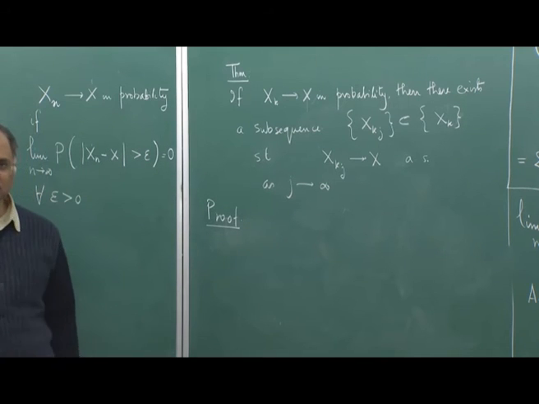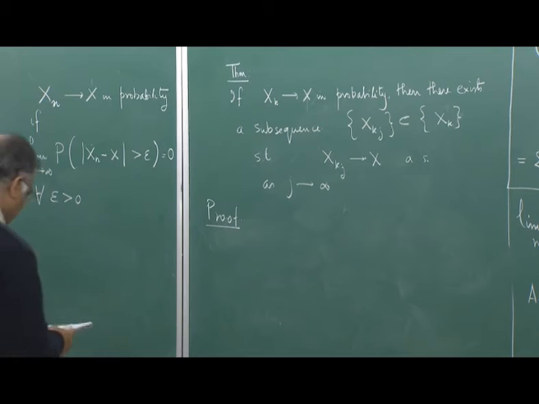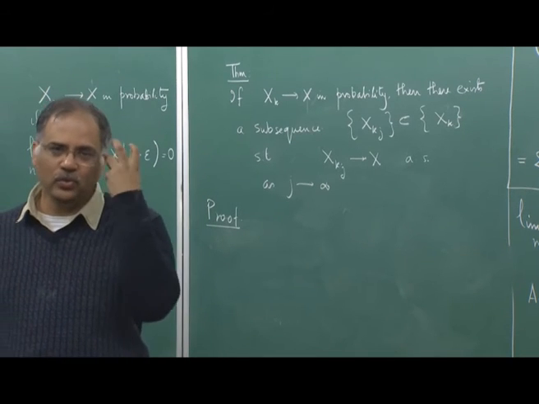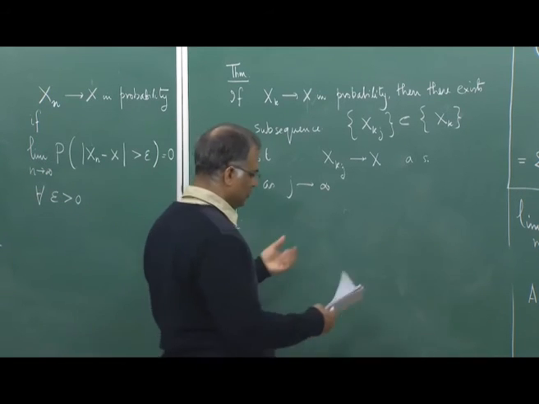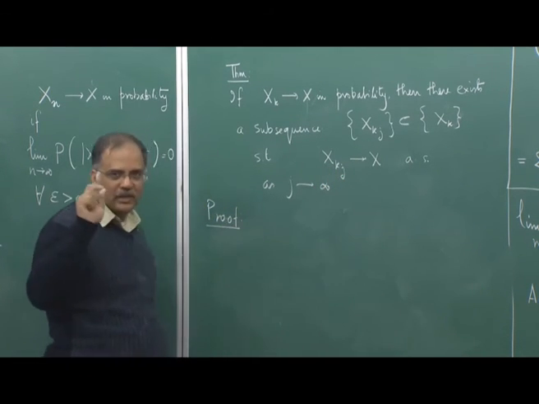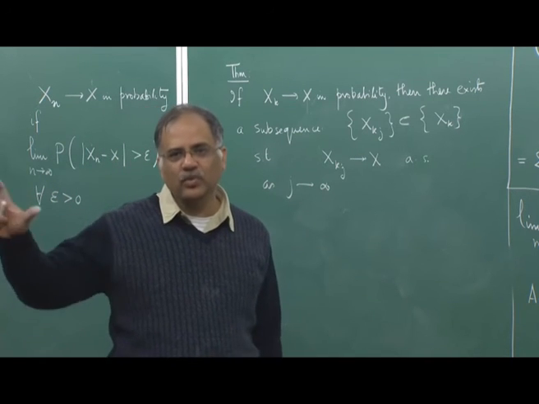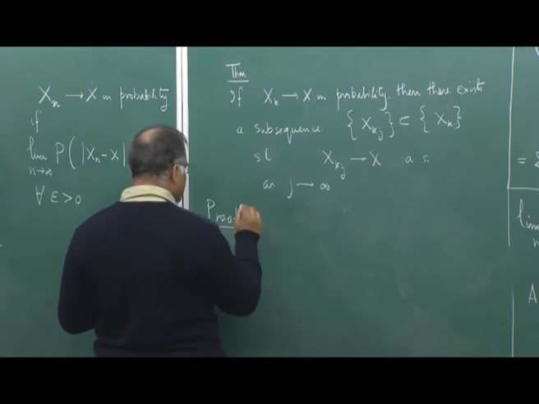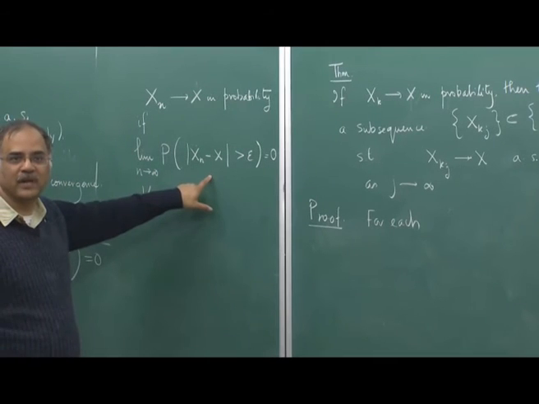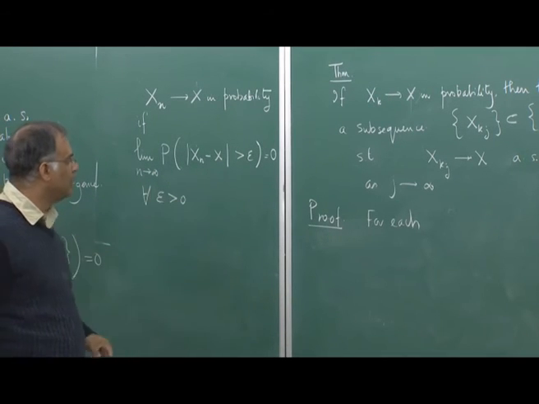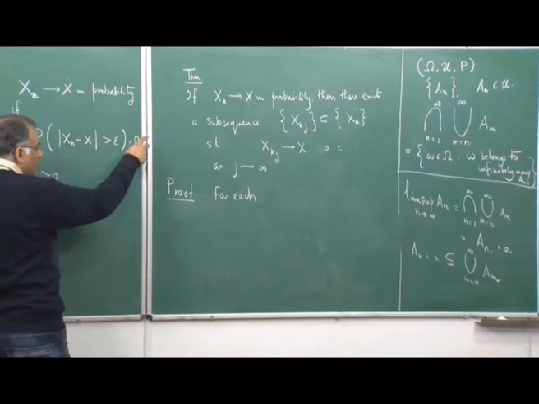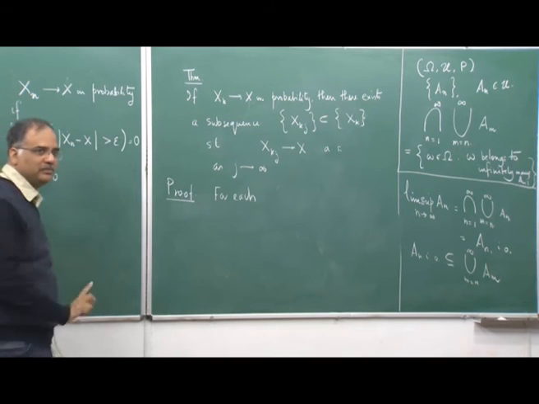So, the idea is that you take any integer j, does not matter whatever integer you are taking. We can always select an index kj so large that the probability that the difference between Xkj and X is bigger than 1 by j square, or 1 by j, something like this, can be made smaller than some quantity. Why can we make it as small as I like? Because I know that it converges in probability. This simply means that when n is large, this probability can be made as small as I like, smaller than some delta.